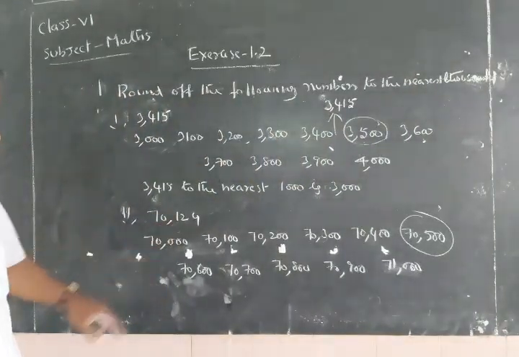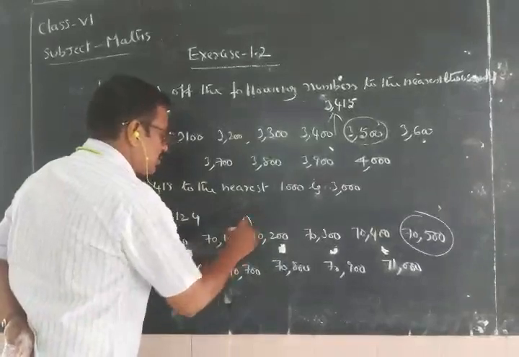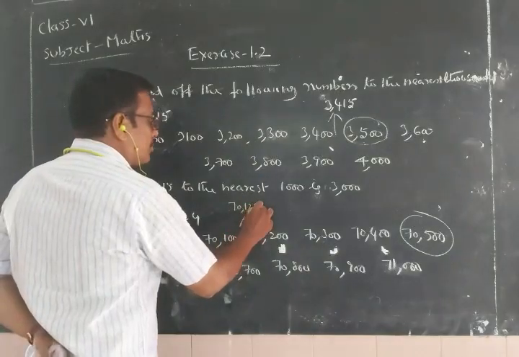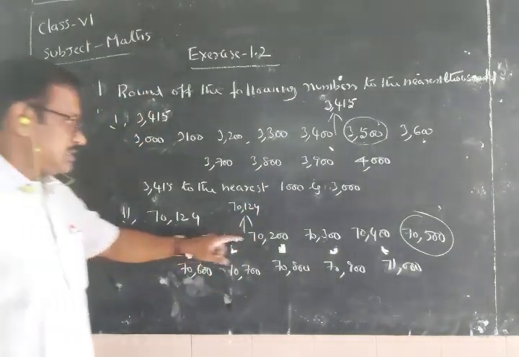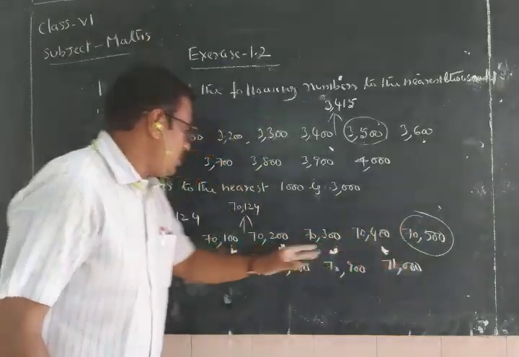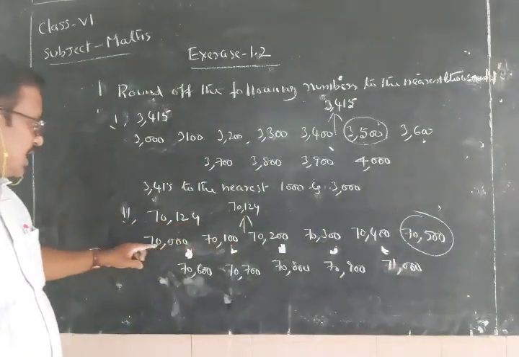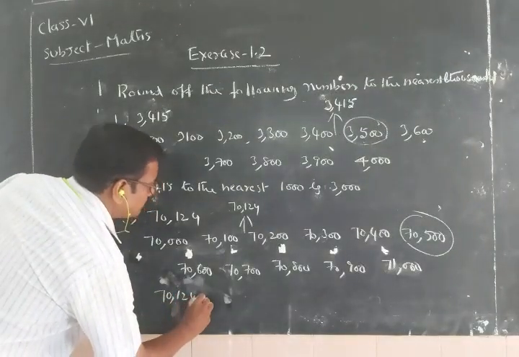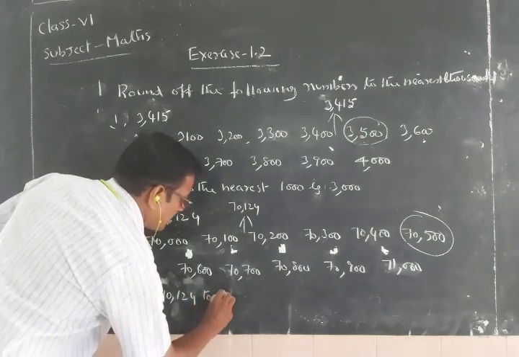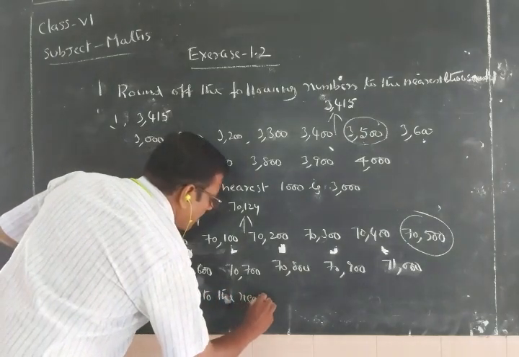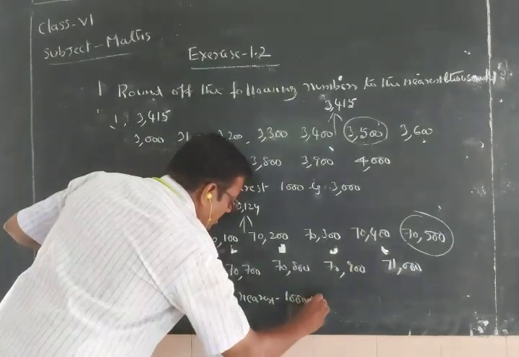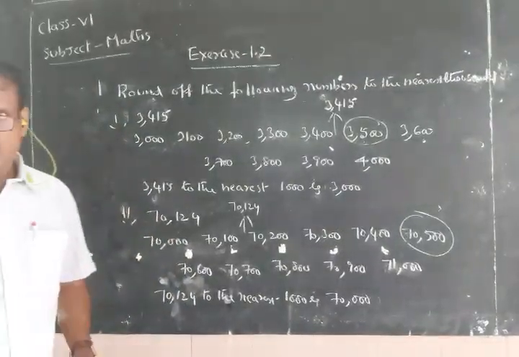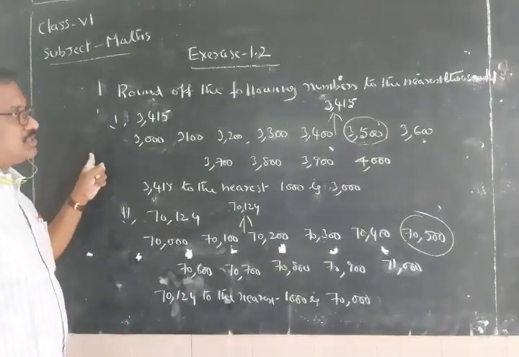Now 70,124. Here the answer is between 70,100 and 70,200. The number is 70,124. Okay, so which is the nearest number? 70,500 is the middle of the number. So 70,124 is nearest to 70,000. So 70,124 to the nearest thousand is 70,000. Okay.